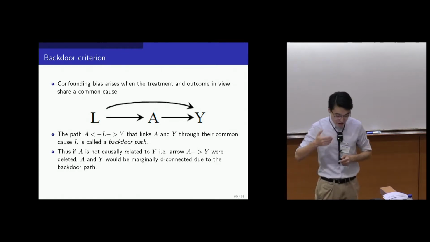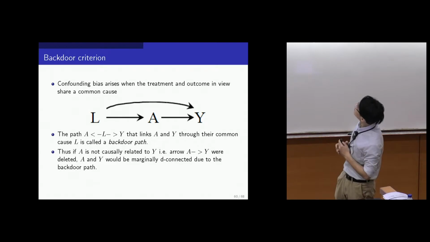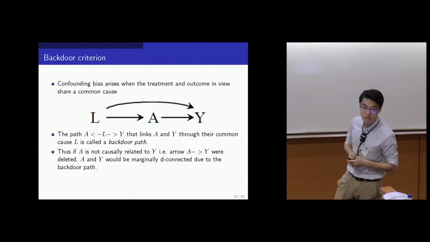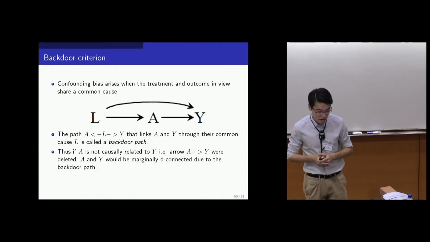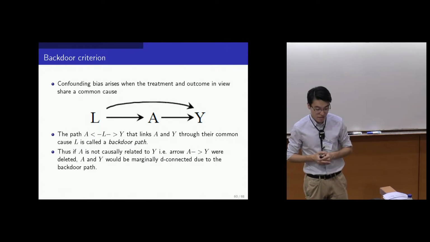So even when A is not causally related to Y, so even when this arrow is absent, A and Y will still be marginally d-connected due to the backdoor path through L. And so we see that A and Y will still be marginally associated in the data.